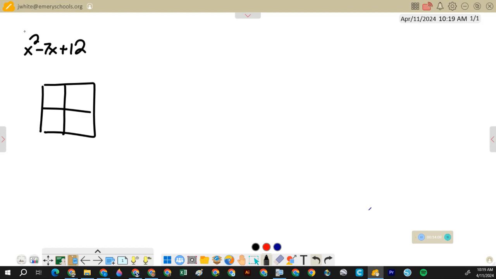And I need to squeeze this into that box, but it's going to take a little bit of work. Is there anything I absolutely know about this multiplication box without doing any calculation? I know that the x squared has to go in the top left box. I also know that the 12 has to go in the bottom right box. So put in x squared and 12. Now the question is, what goes in the other two?